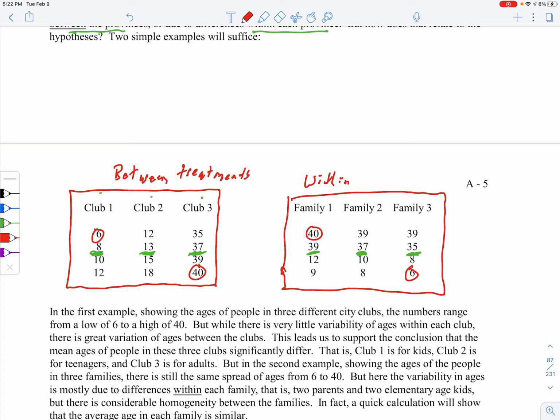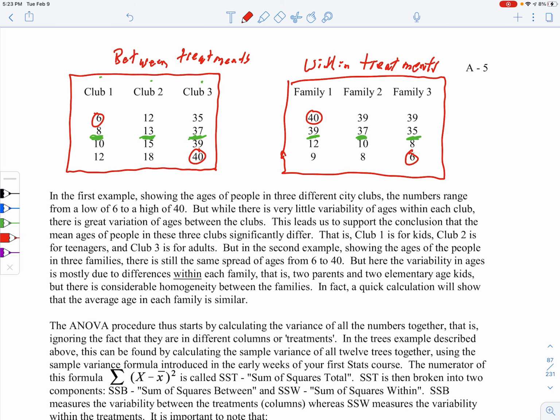But if you take a look at the differences between the 3 families, you could see that these guys probably hang out together because they're pretty much the same age, right? The adults are the same age, the kids are the same age, so these are 3 families that hang out together. So there's very little difference between the families, but there is within the families. That between and that within is really critical when we're talking about an ANOVA test.